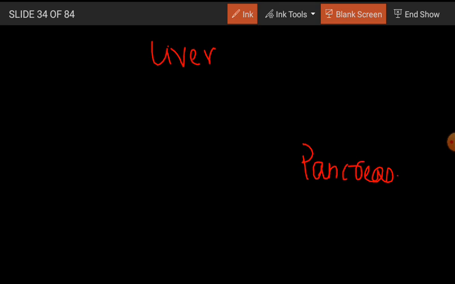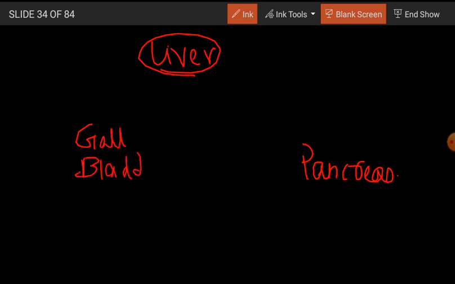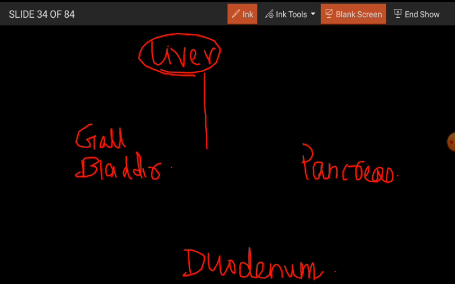Sometimes certain factories can have a godown for storing their product. This liver is having a godown, which is the gall bladder. Pancreas does not have any such thing. For liver and pancreas, there is only one common market, which is the duodenum, the first part of the small intestine. Now, from the liver, a vehicle is coming through a road. The name of the road is hepatic duct.